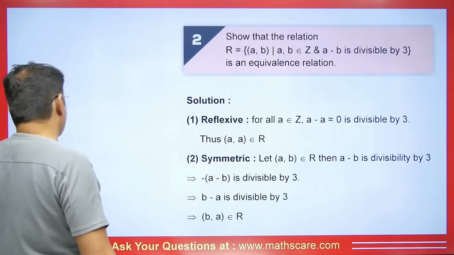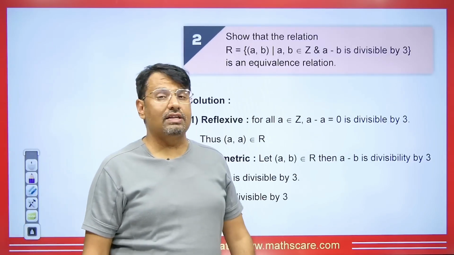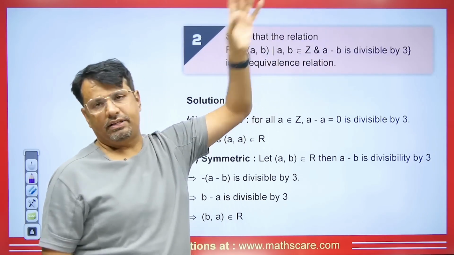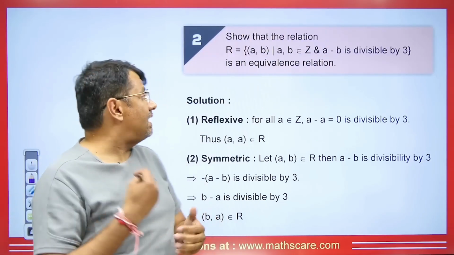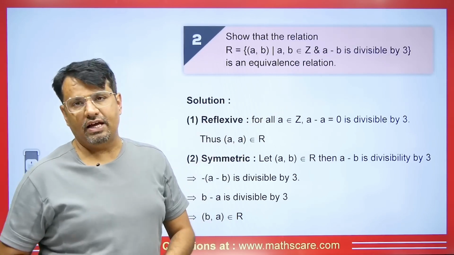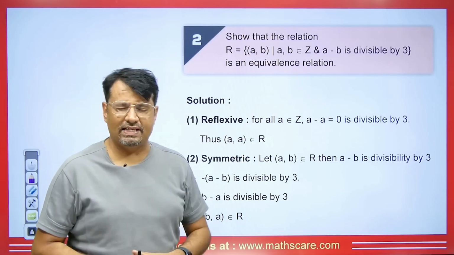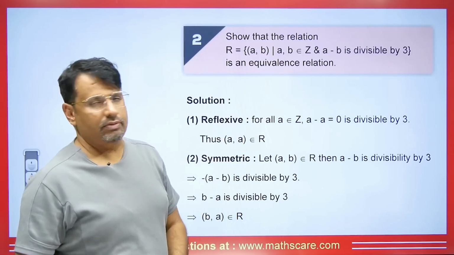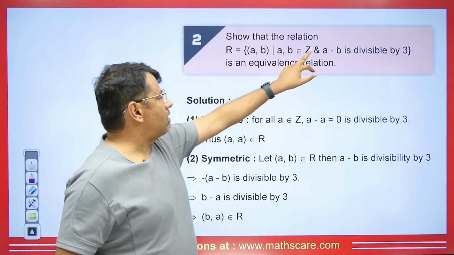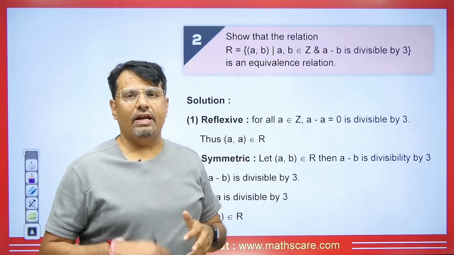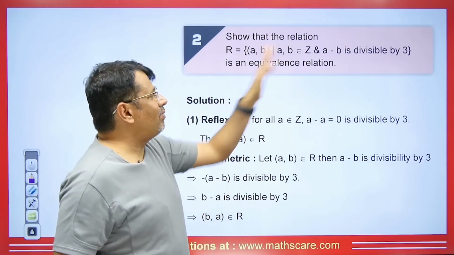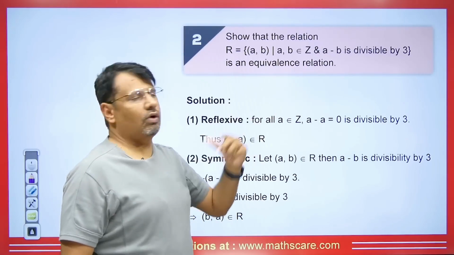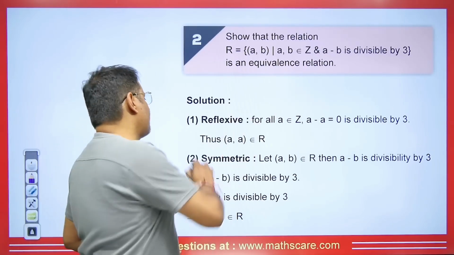Let's take more examples, try to understand. Show that this relation (A, B), where A, B belong to Z and A minus B is divisible by 3, is an equivalence relation. So is this an equivalence relation or not? First we'll talk about reflexive. We know that reflexive means that (A, A) must be in R, which means we'll take the same element, A minus A. So A minus A will be 0, and 0 is divisible by 3, which means that (A, A) will go into R, right? So this will be reflexive.